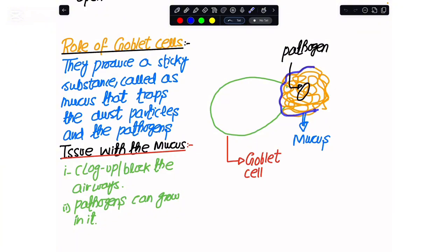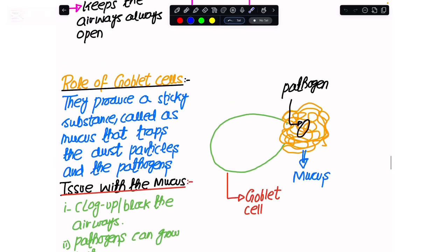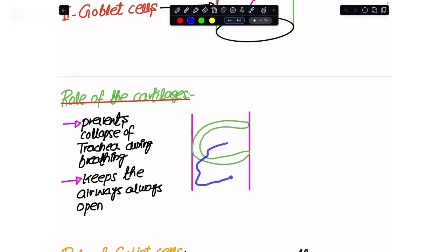So the mucus which these goblet cells have produced would trap the pathogens or the dust particles in it. If I were to describe the role of the goblet cells, you would say that they produce a sticky substance, called the mucus, and this will trap the dust particles and the pathogens. Now, this is also a problem. The presence of the mucus can also lead to some issues. Think of it this way: if I keep on accumulating a lot of mucus within this trachea, this mucus can naturally block up these airways.